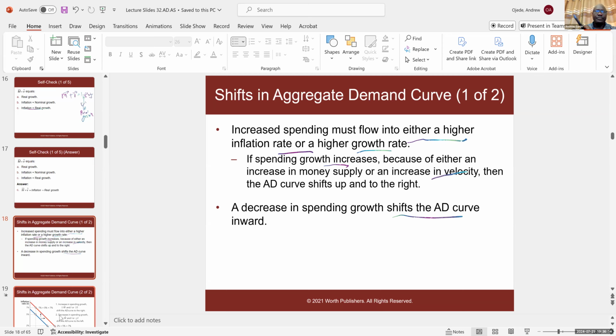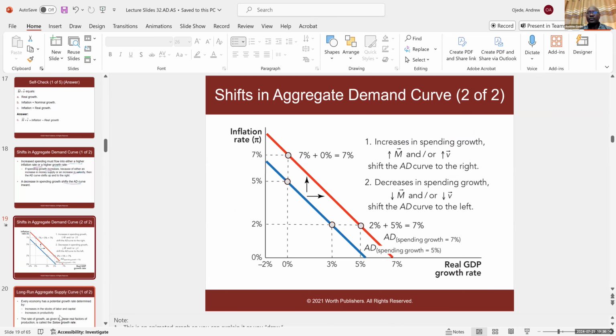So here's what I'm talking about here. What I'm saying here is that if you increase spending, and spending can come from either the Fed increasing the money supply. Now there's a lot of money in the economy, that's going to trigger more spending.